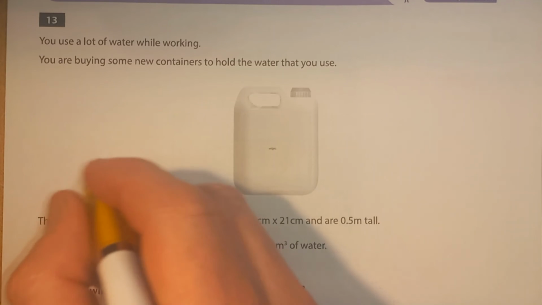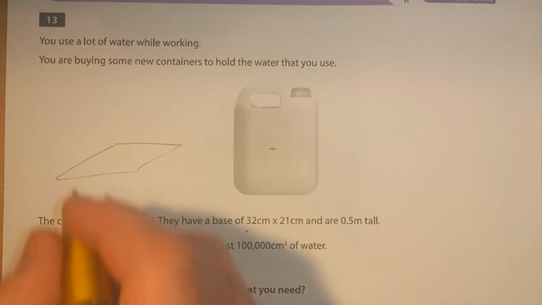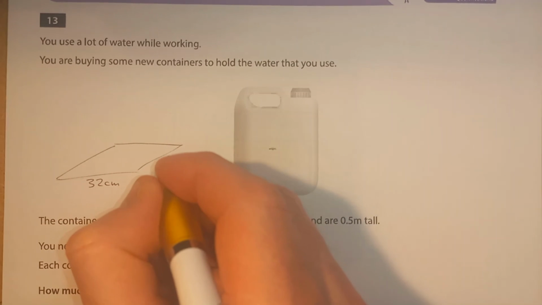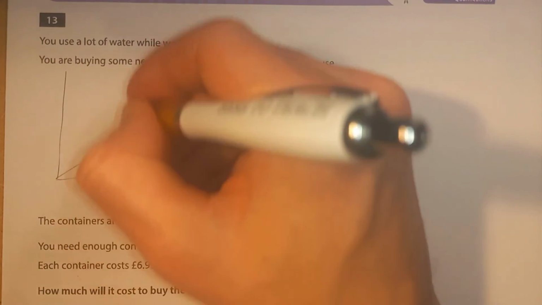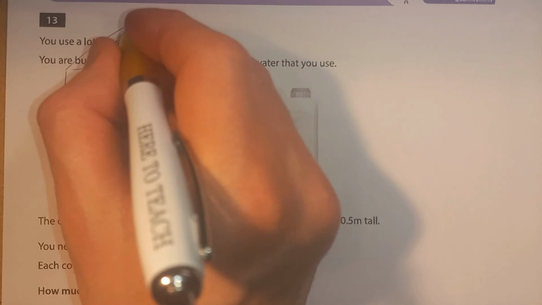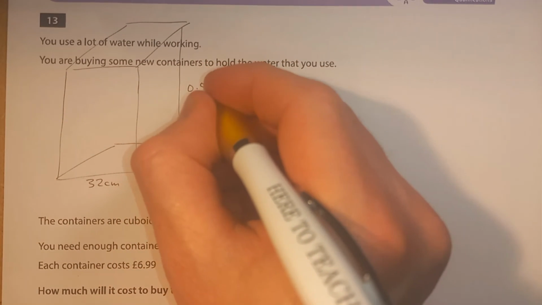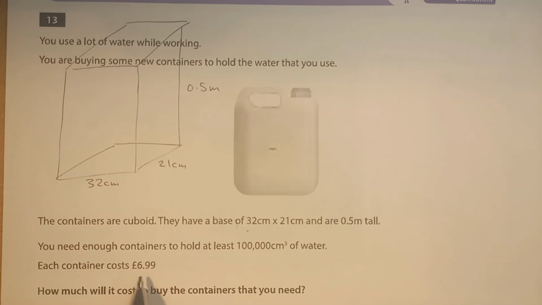Okay, so let's draw a cuboid. So we're having a base of 32 centimeters by 21 centimeters, and then we do it up this way. So it's 0.5 meters tall. Okay. You need enough containers to hold at least 100,000 centimeters cubed of water. Each container costs £6.99. How much will it cost to buy the containers that you need?